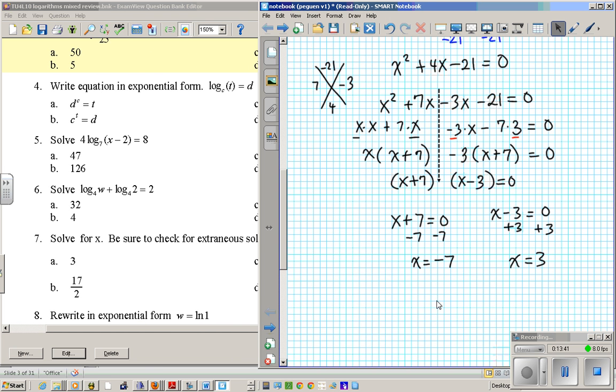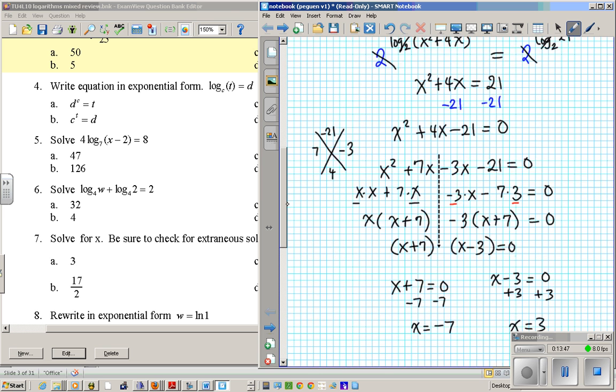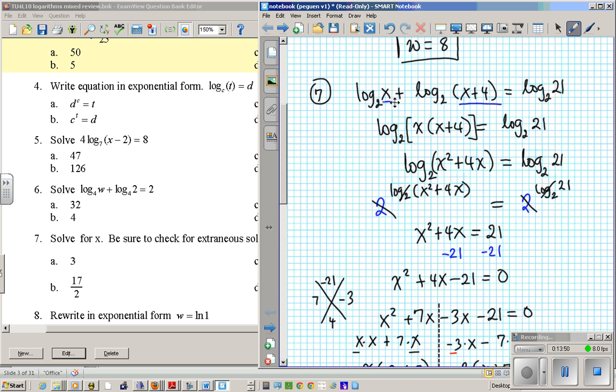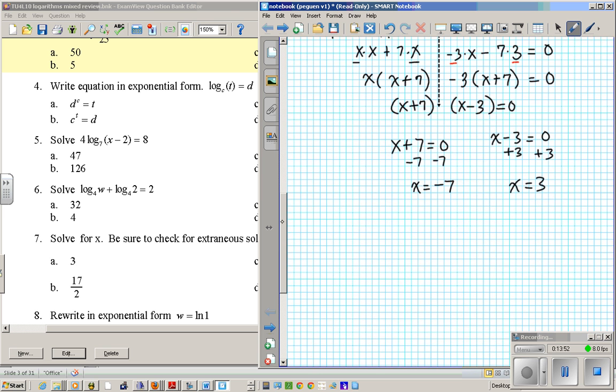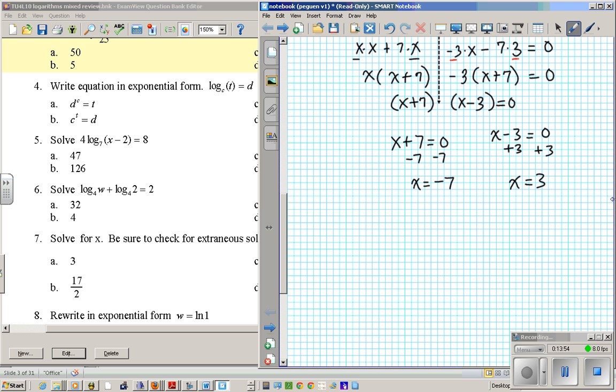Okay, so if we look at the options, we have 3 or negative 7. In most cases, the negative one is extraneous. Because if I plug it into the initial problem, I'm going to have a negative log here when I plug it into this one. And you cannot have the log of a negative number. So this one is extraneous. Our answer is x equals 3.